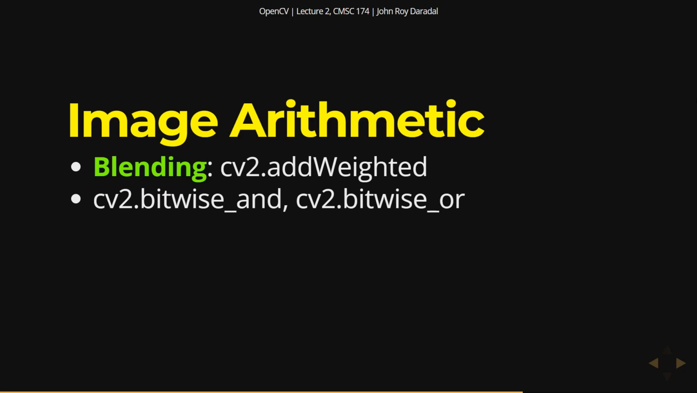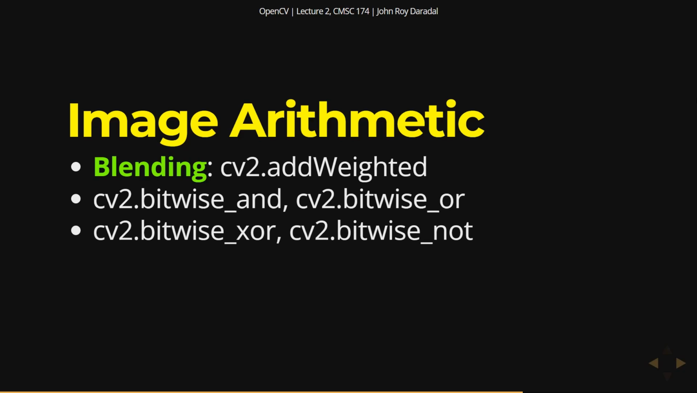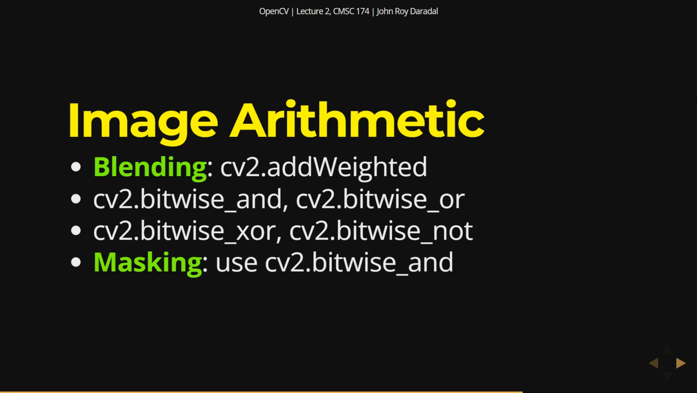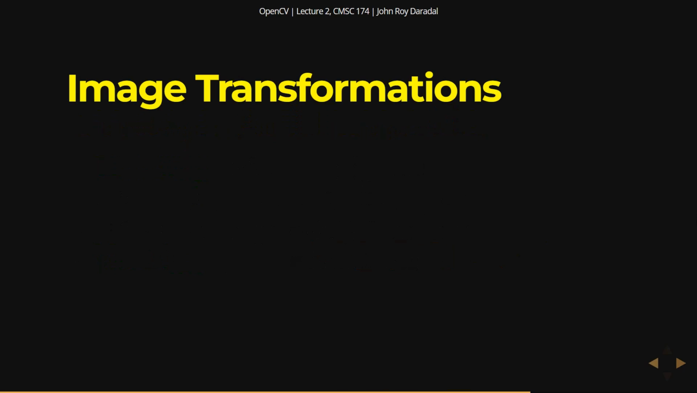And then of course there are other arithmetic operations like bitwise operations. So you have bitwise AND, bitwise OR, bitwise XOR, bitwise NOT. These are just the bitwise operations that you know already. And for masking, if you apply a mask on an image, you will use cv2 bitwise AND. I'll show you an example of this later as well.